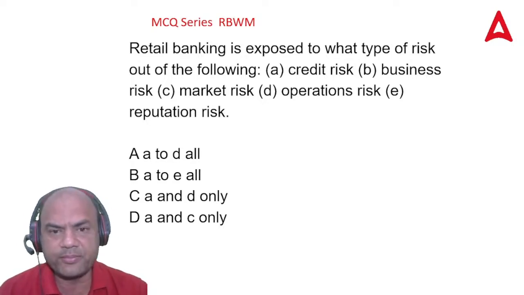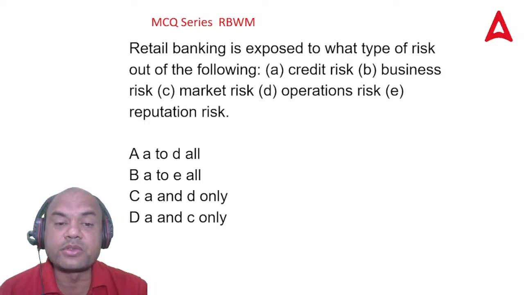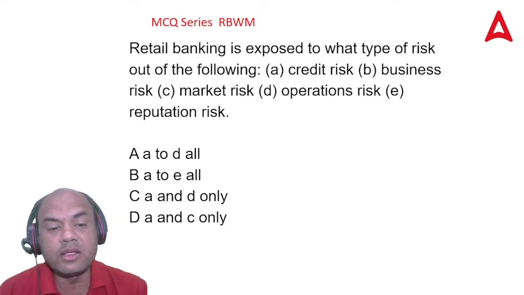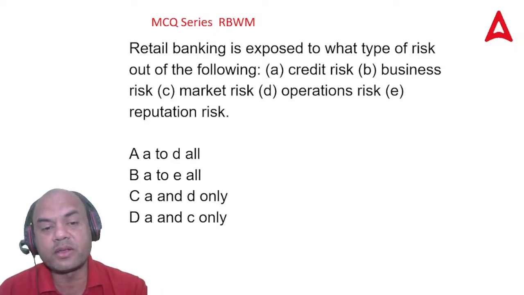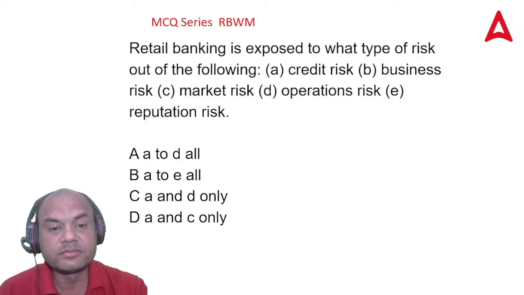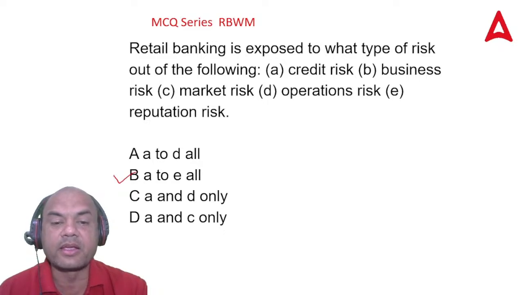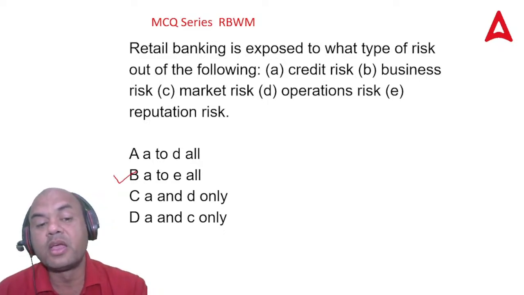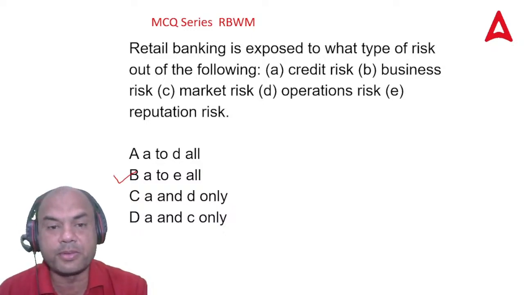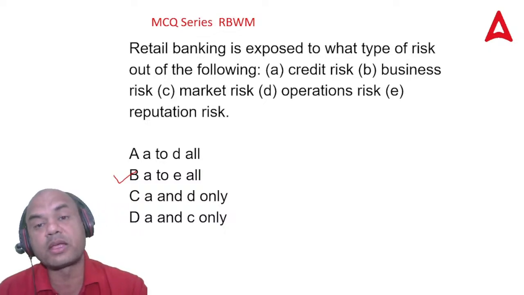Okay, so retail banking is exposed to which types of risk? Only A to D, no E? Then A to E, A and D, A and C. So what is the answer over here? It is all of them, correct? Everything is a risk to banking. Remember, retail banking, everything. Even if something bad comes out about your bank in the internet media or the newspapers or any media, then also your bank is at risk.